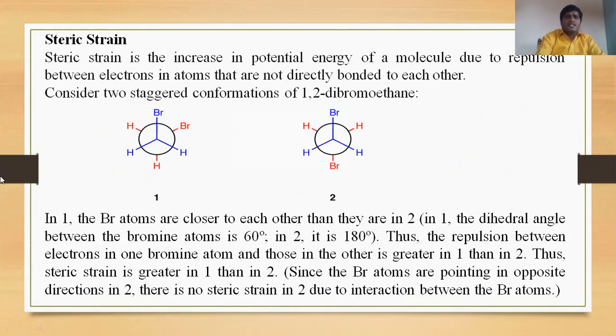Here also it is given, consider two staggered conformations. Both are staggered conformations, but what is the difference we are getting here? Here it is a Gauche conformation and here it is a staggered conformation. Why are you calling it Gauche conformation? The bond angle between the two bromines is 60, and the bond angle between the two bromines here is 180. That is called staggered.